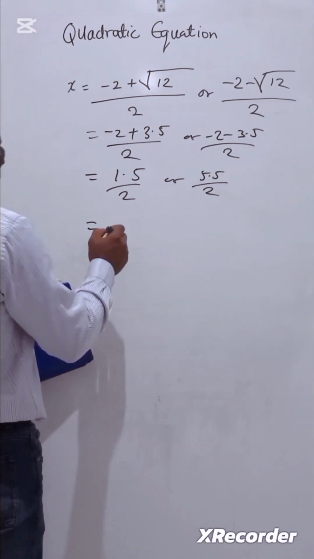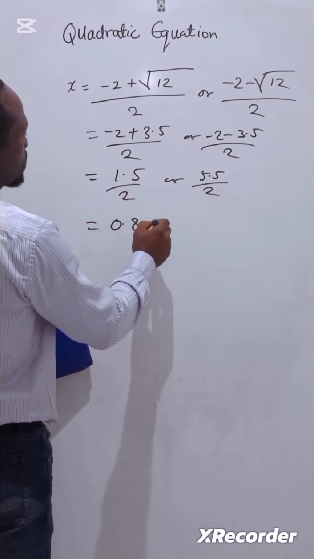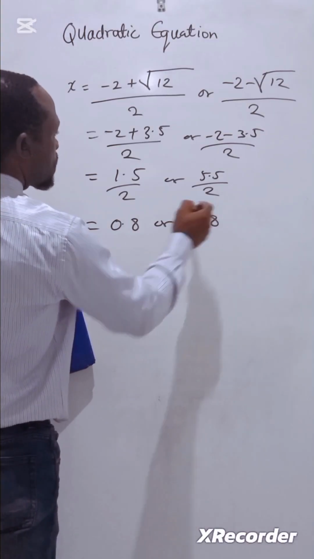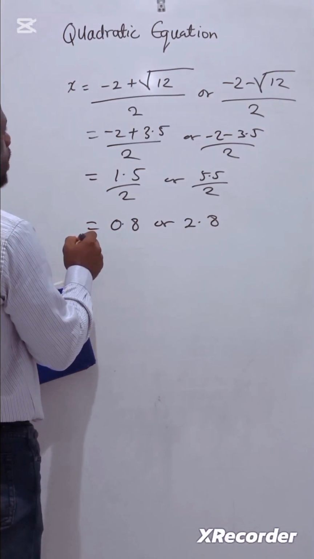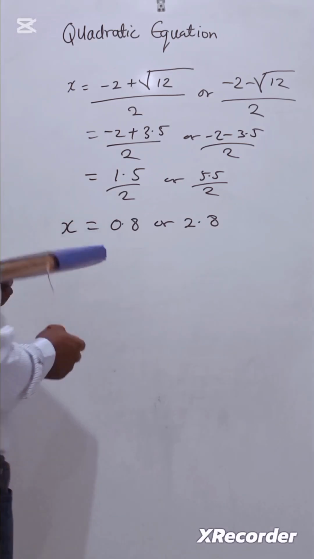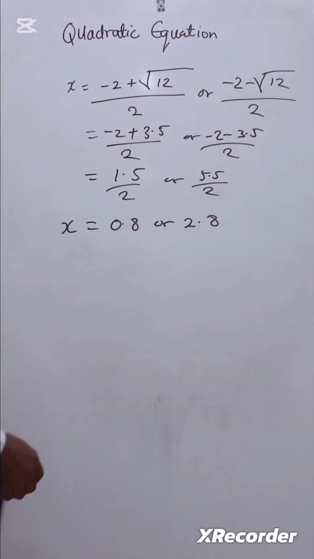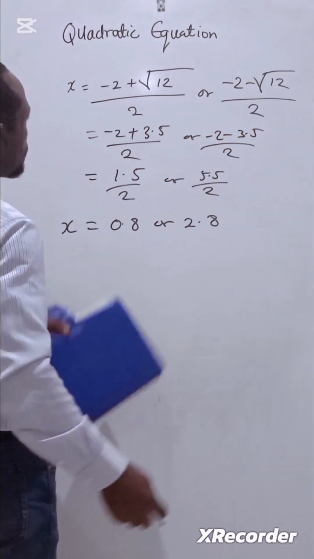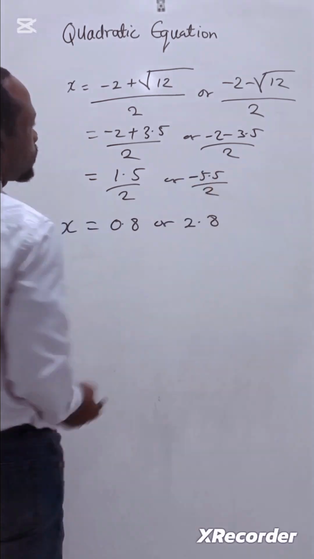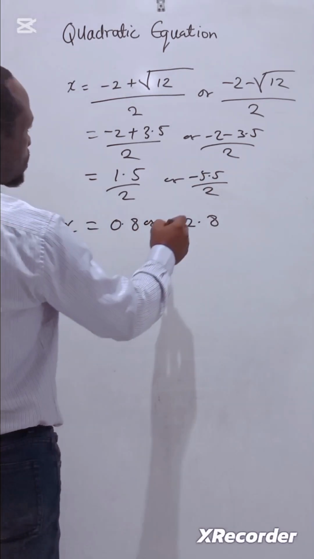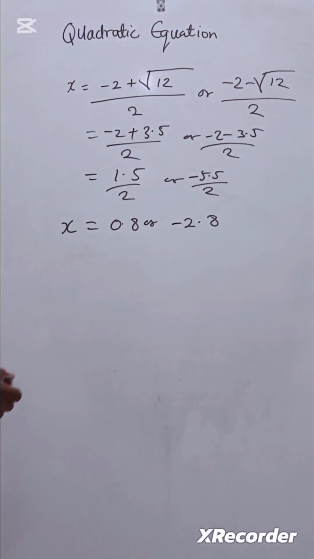1.5 all over 2 is approximately 0.8. 5.5 all over 2 is approximately 2.8. These are the values of x. Minus 2 minus 3.5, so there's a negative sign here. So this is minus 2.5. x equals 0.8 or minus 2.5.